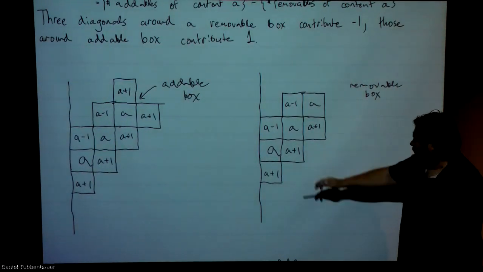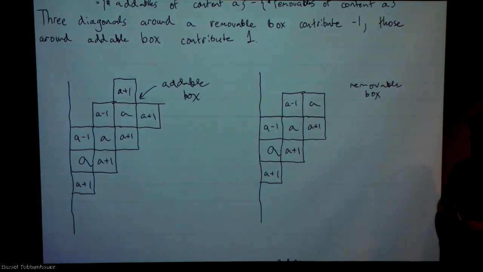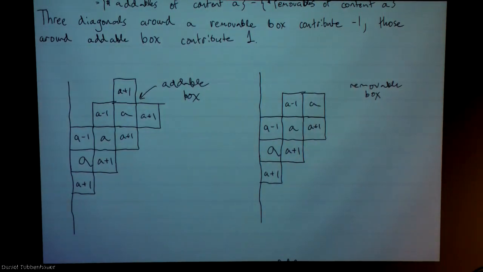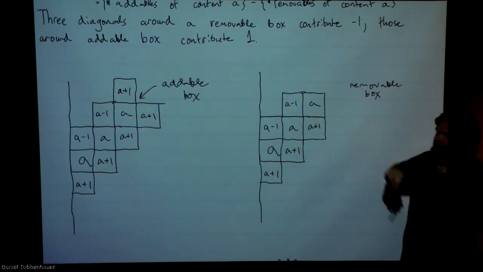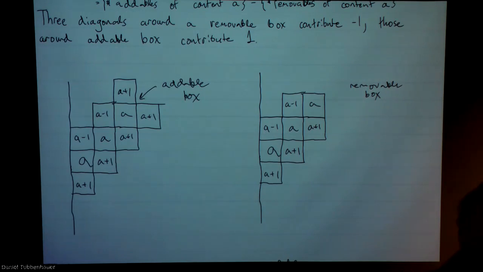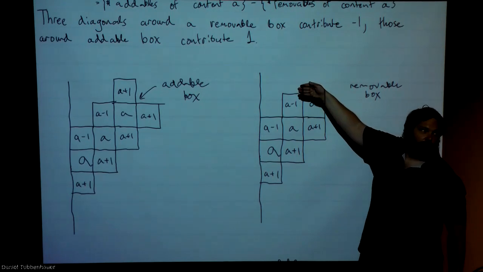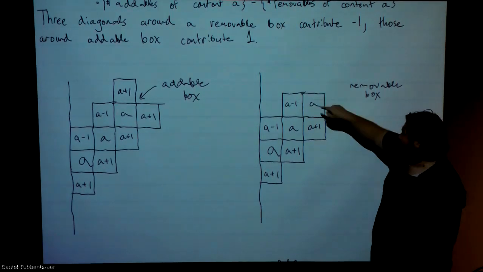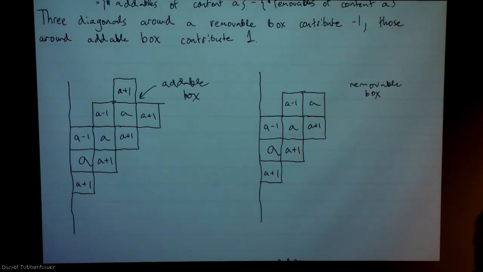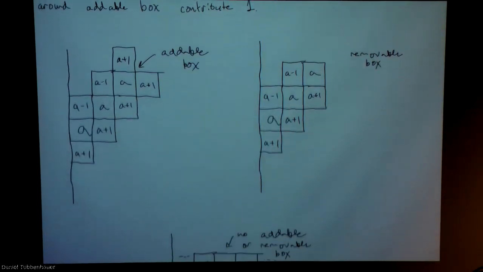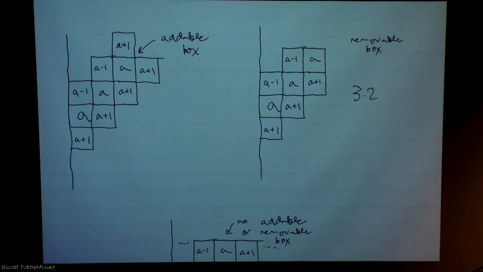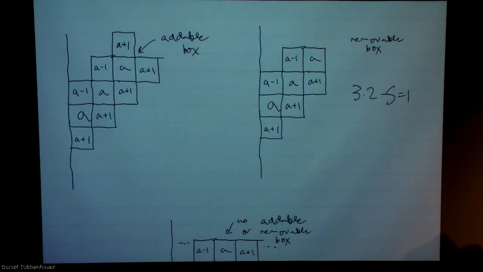So here, I look at my 3 diagonals, and I have 5 boxes of content A minus 1 or A plus 1, and I have 3 boxes of content A. Right? And the reason this guy is removable is I don't have a box here, and I don't have a box here trapping it. If either one of those were there, this guy would be trapped, and it wouldn't be removable. So here I'm getting 3 times 2 minus 5 is 1. Right? Or I actually should have this the other way around. Minus 3 times 2 plus 5 is minus 1.